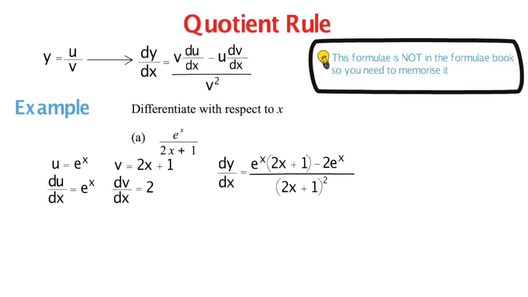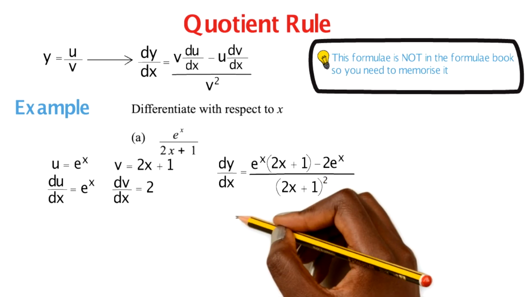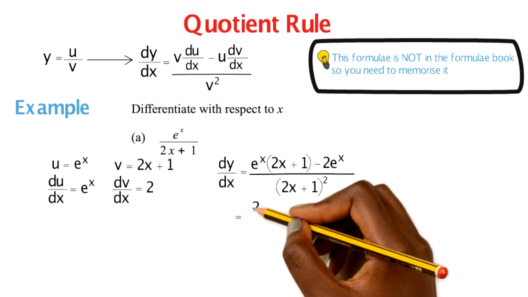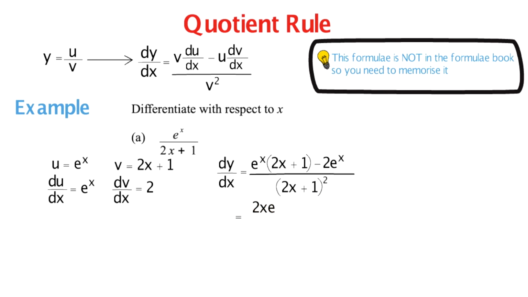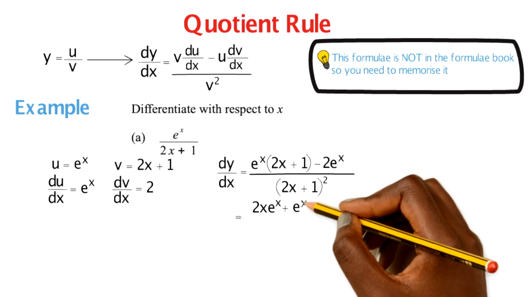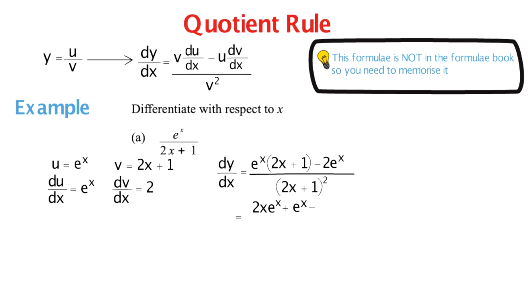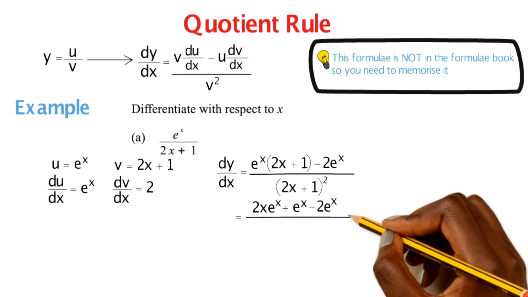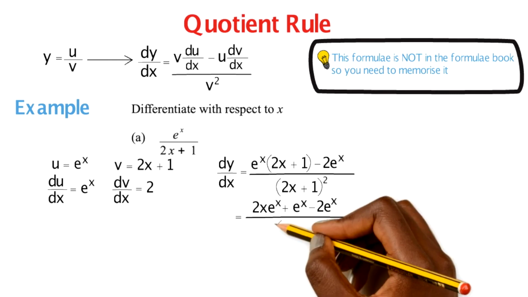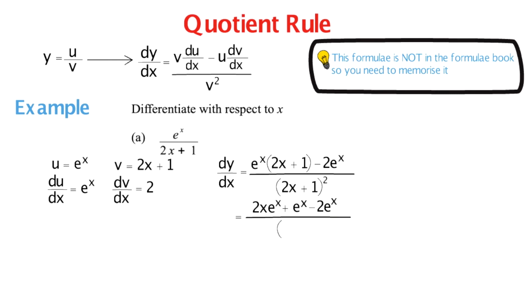So now we need to simplify this. The first thing we can do is expand the brackets of the numerator. That's going to give us 2x e to the power of x plus e to the power of x, and then our minus 2e to the x is going to remain unchanged. We are going to keep the denominator the same because usually with these questions, you don't really want to change the denominator unless you can notice that it can be simplified further. But in this case, we haven't seen anything that indicates that we can simplify this further by expanding, so we're not going to.